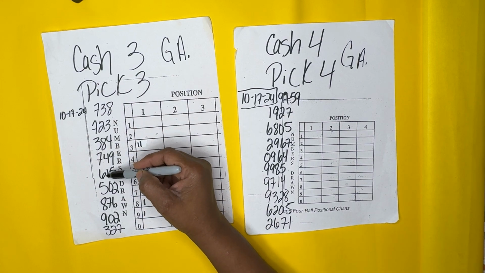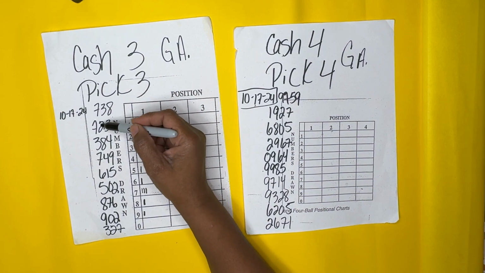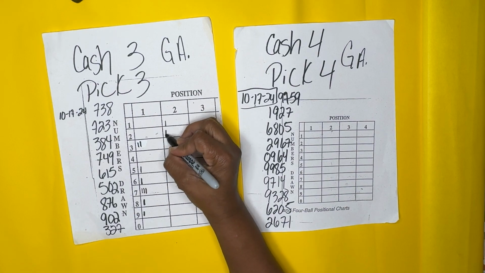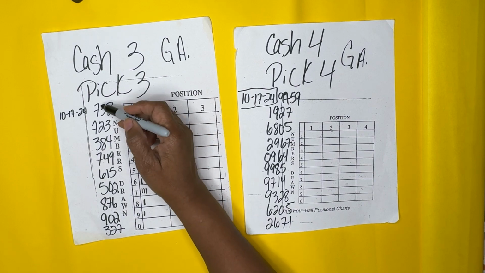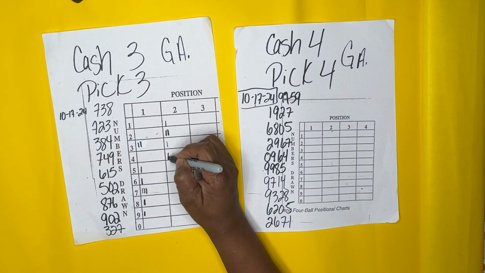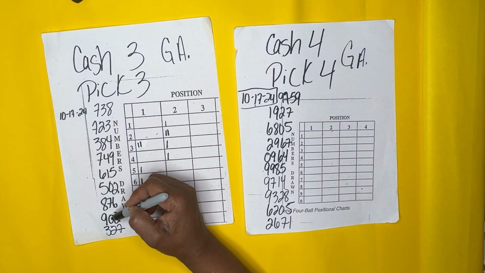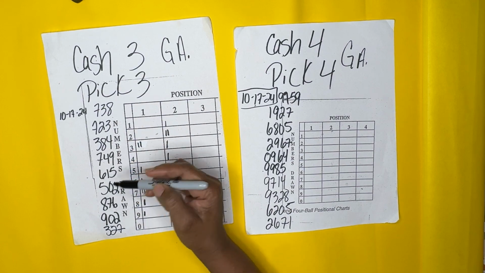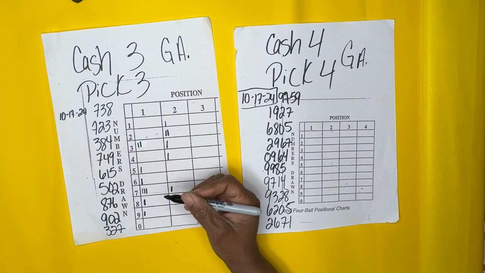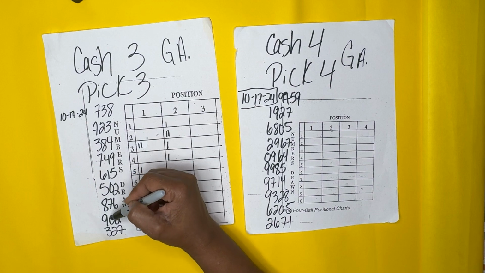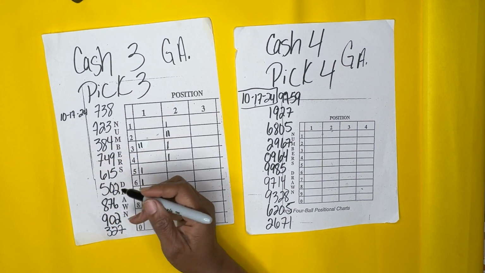Do you have any 1s in the second position? You have 1. 2s in the second position, 1, 2. 3s, 1. 4, 1. 5, 6, 7, 1. 8, 1. 9, 0. You have 2, 1, 2.